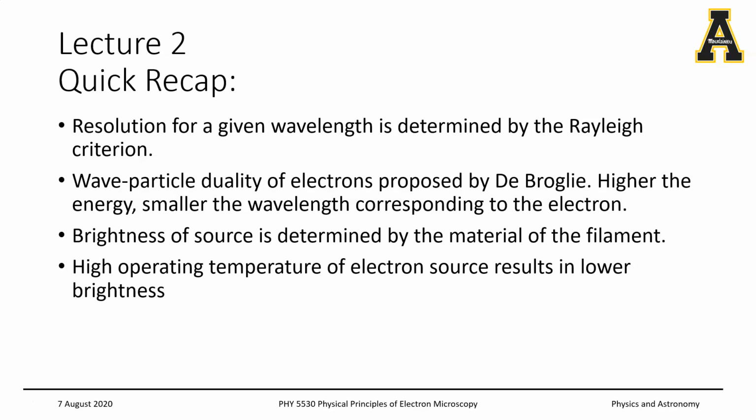We learned about the concept of brightness and how it is constant throughout the electron column in an electron microscope. We learned about the equation and how it is related to the temperature, which states that the brightness is inversely proportional to the operating temperature of the electron source. Therefore, you don't want to operate the electron source at a very high temperature, but if you end up doing it, it is at the cost of the brightness.